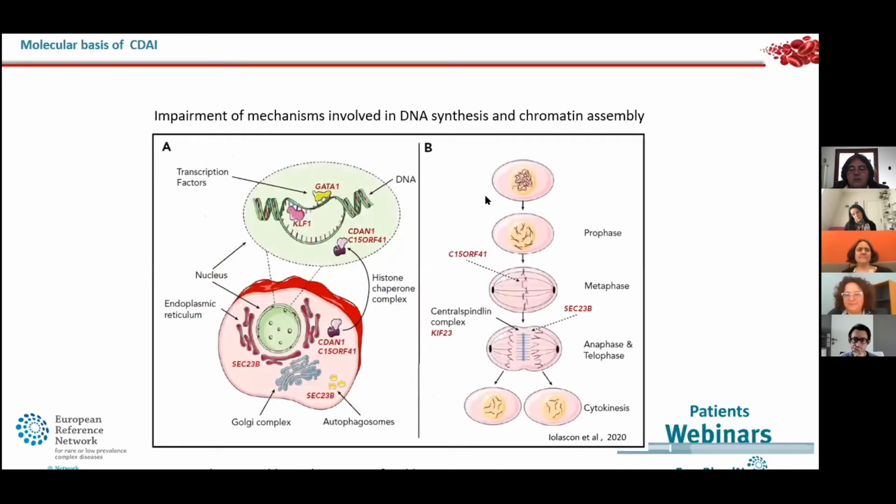We use this very nice cartoon in which the genes involved in CDA in general are represented. You can see here codanin 1 and C15orf41 that interact and act in transcription of DNA and proteins, but also, as you can see here, they interact in the cell division process. So they can explain why we found immature cells, because the cell cannot arrive at the final division.